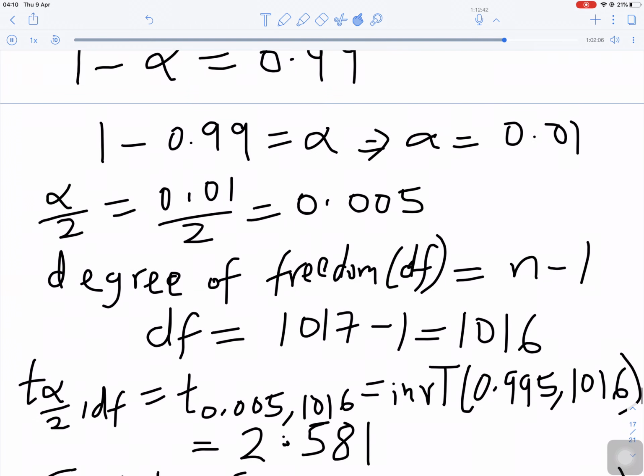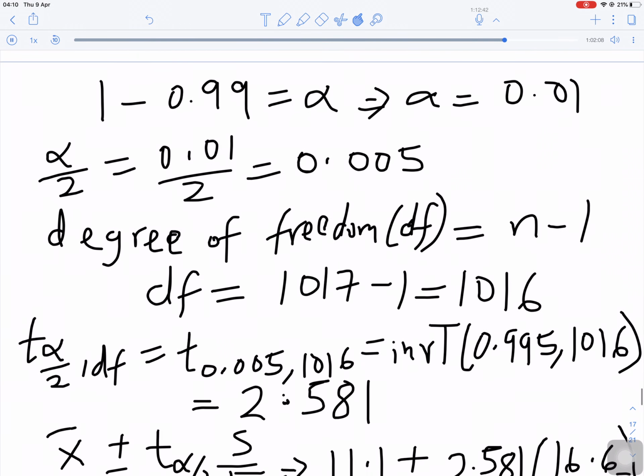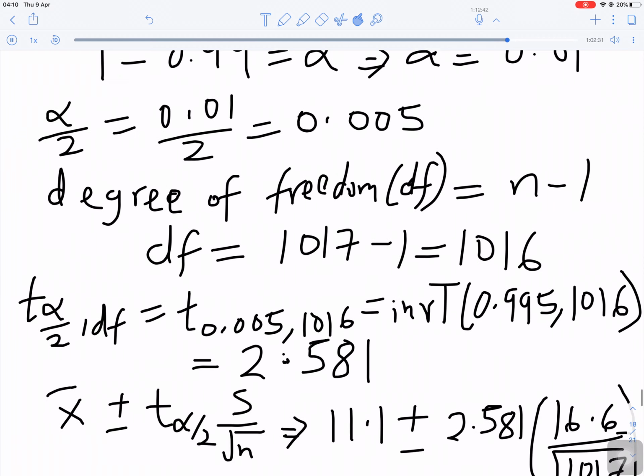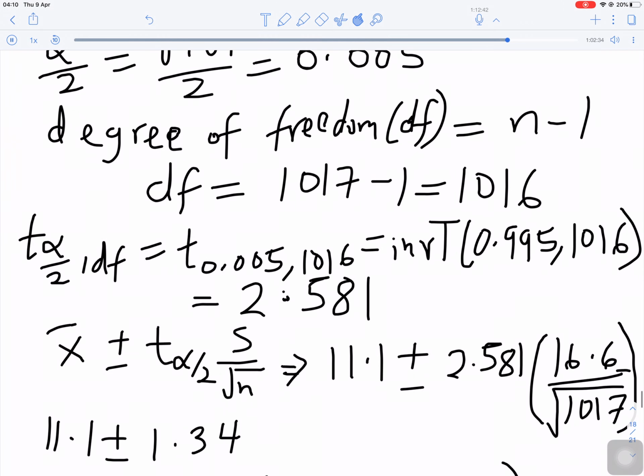So it means that we are looking for the critical value t sub 0.005 with a degree of freedom of n minus 1. But then what is n minus 1? That is 1017 minus 1, giving us 1016. If we use the calculator function for finding the t value, that will be inv T, and the first input is the area to the left. So always remember that area to the left.